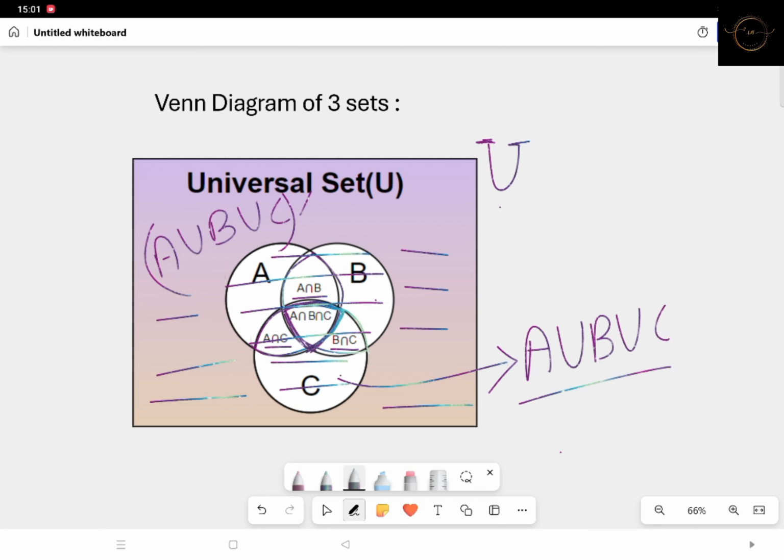So therefore, in this way, when three sets are there, you can easily find out by this how to calculate A intersection B or B intersection C. When we do the sums, then you will understand more clearly.